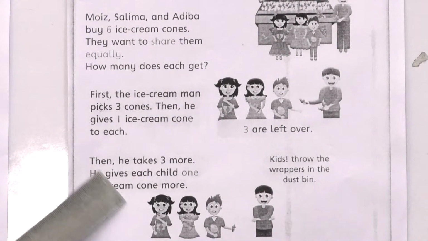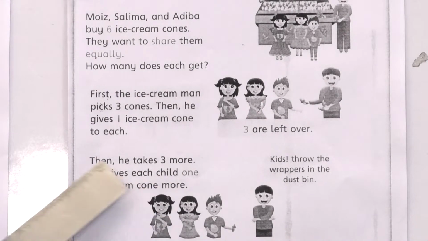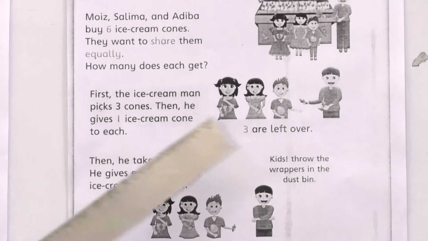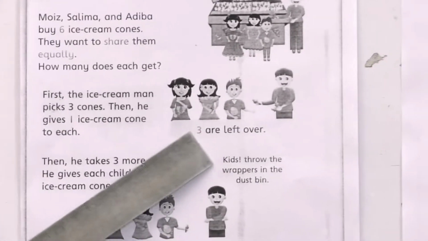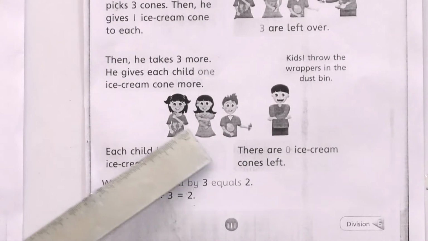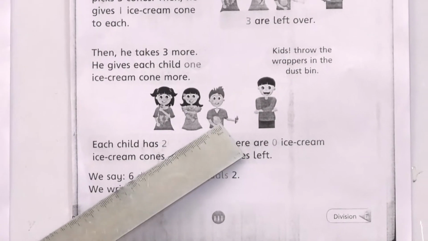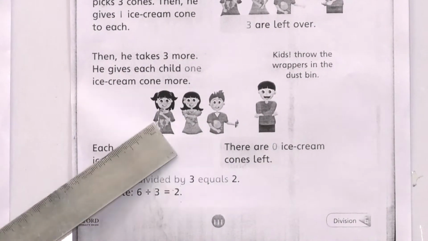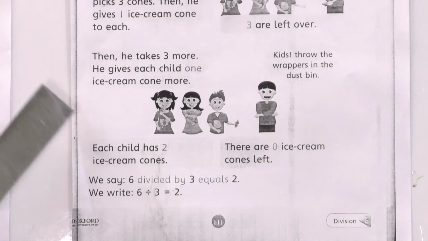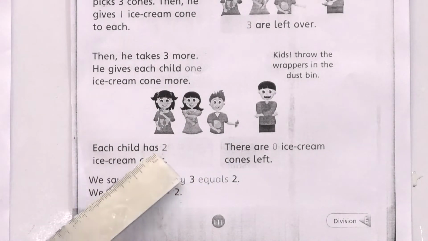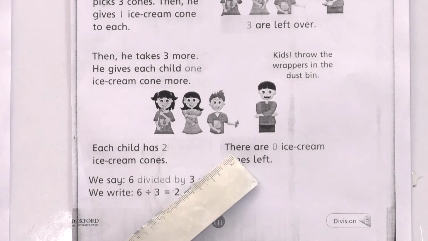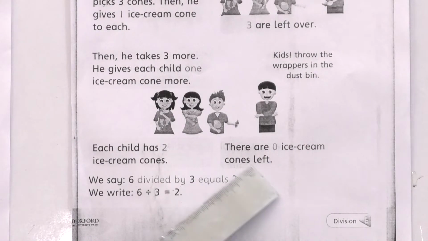Now again he takes these 3 more, and he gives each child 1 more ice cream cone. Now, these 3 which were left over, the ice cream man again distributes equally to each of the children, so that each will get one more ice cream. Now, how many ice creams does each child have? Each child has 2 ice cream cones and there are 0 ice cream cones left.